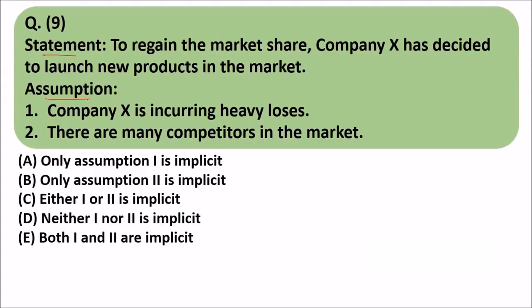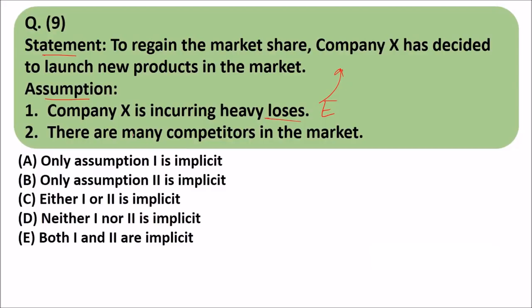Statement: to regain the market share, company X has decided to launch new products in the market. Assumption: company X is incurring heavy losses. There are many competitors in the market. Now take a look at the first assumption. Company X is incurring heavy losses. Where is it mentioned that company X is in loss and so only it has decided to launch new products and all that? So this is an explicit assumption. This is not true at all. Nothing is mentioned. This is irrelevant. There is no mention of losses over there.